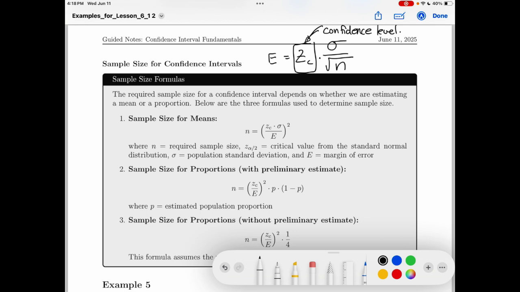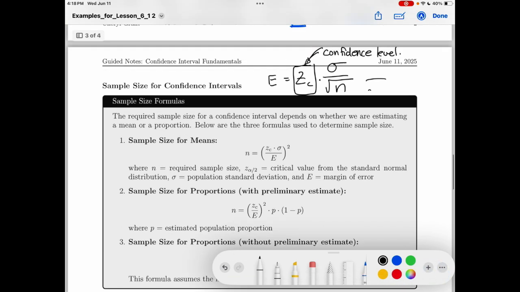Now, this formula here for the error, if I just rearrange that formula and solve it for n, that's where we get this formula. These two are the same exact formula, just one's rearranged for n and the other is rearranged for e. So this is where our sample size formula comes in for the means. When we're dealing with means, this is the sample size formula we want to use.